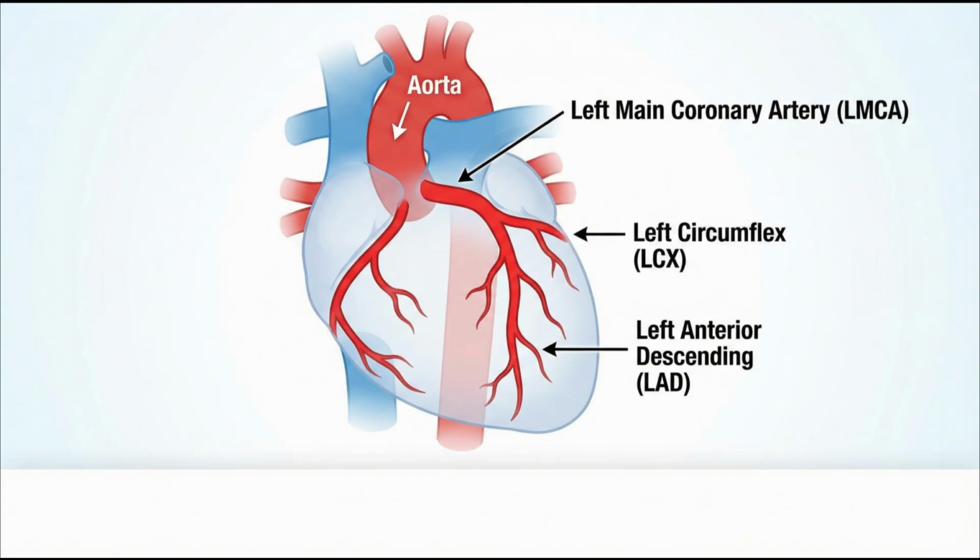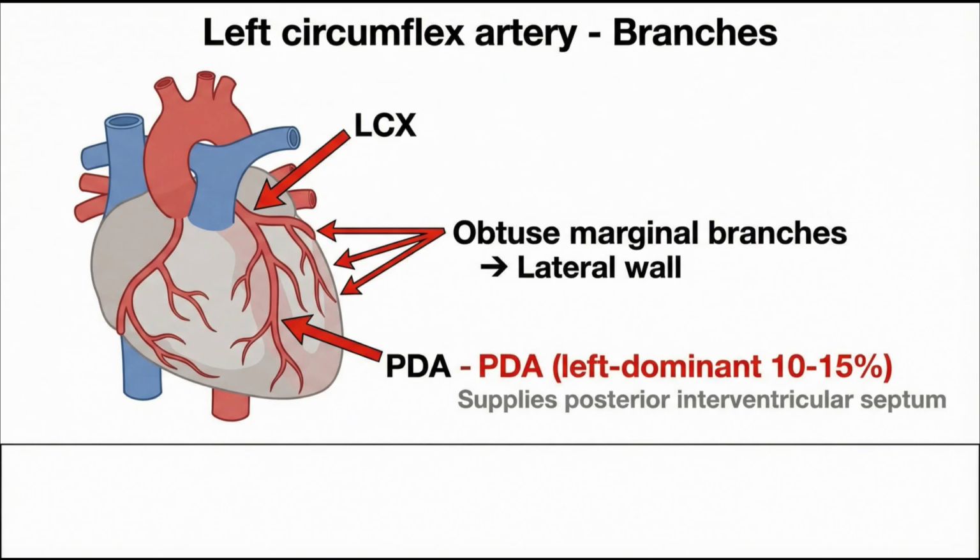The left main coronary artery divides into two major branches: the left anterior descending artery, or LAD, and the left circumflex artery, or LCX. Understanding the territory of each branch allows prediction of ECG changes, mechanical complications, and prognosis. The left circumflex artery runs posterolaterally in the left atrioventricular groove, between the left atrium and left ventricle.